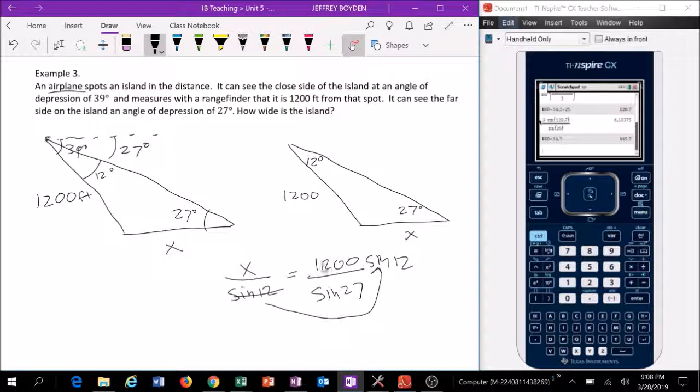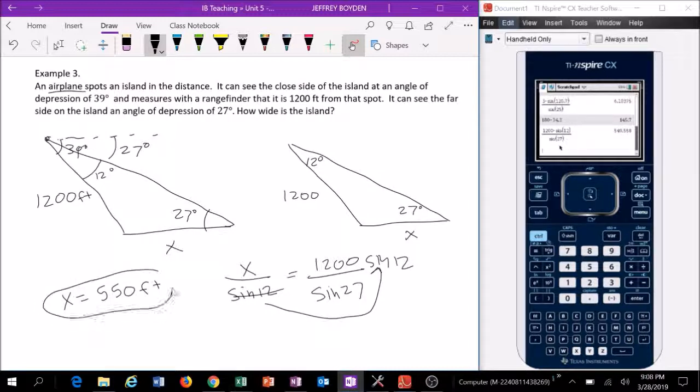And it's calculator time, so let's go right to it. So 1,200 sine 12, divide by sine 27. Oops. Sine 27. And there it is: 549.55. I'm going to round it to 3 digits. So x equals 550 feet. Always be methodical drawing your pictures on these.